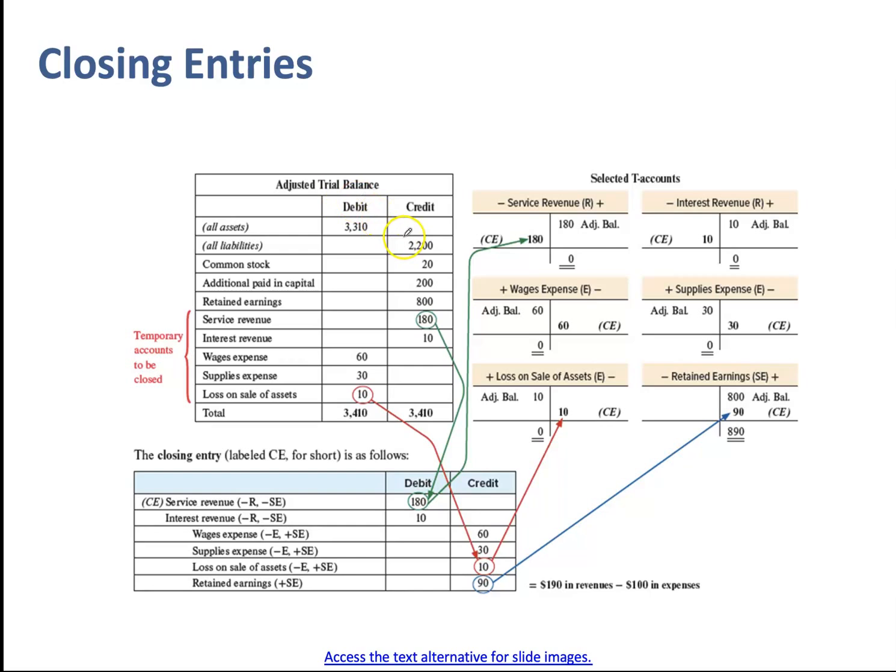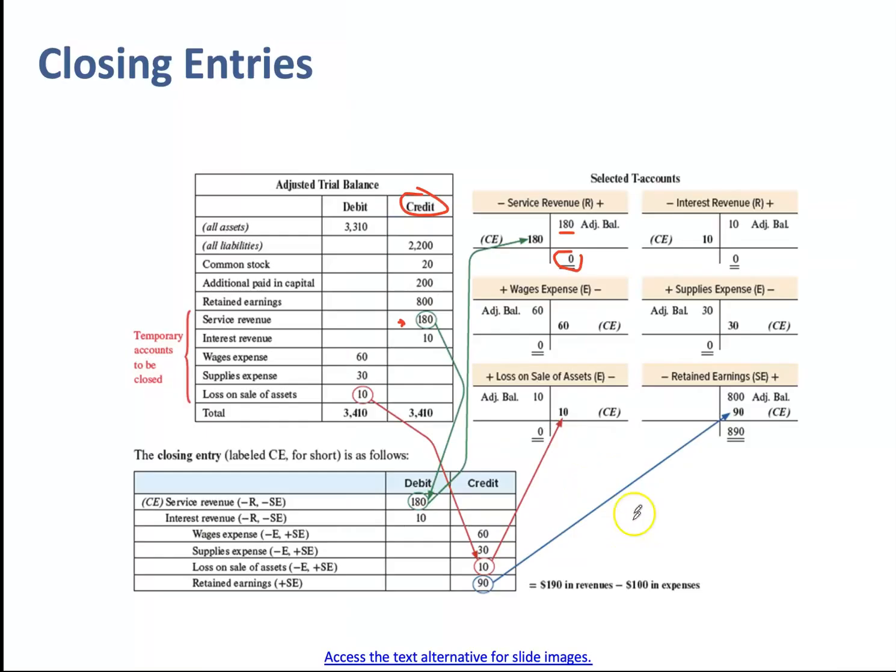All right, so here is just some selected T accounts. For example, if you look at service revenue, it has a $180 ending balance, which is reflected in the adjusted trial balance. So this adjusted trial balance indicated that the service revenue T account has 180 on the credit side, right? So this is the T account that reflects this. But remember our purpose is to make the service revenue go to 0, right? Because we want to start fresh next period. We talked about that in the previous slide.